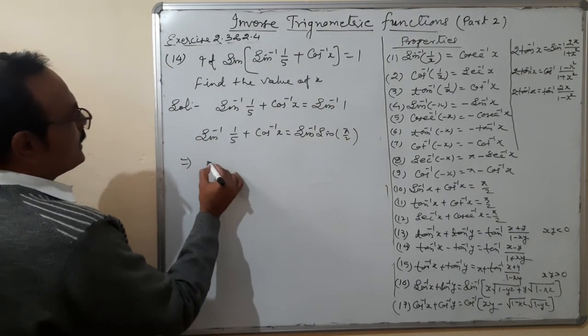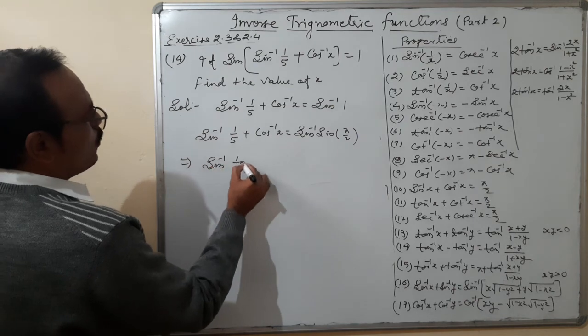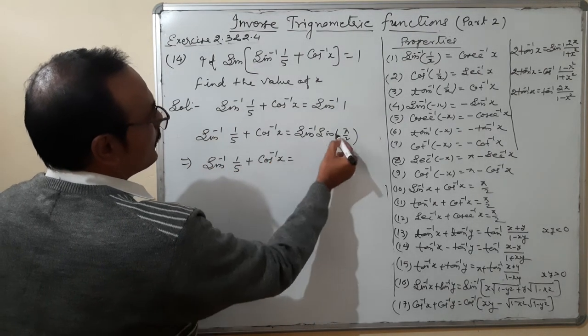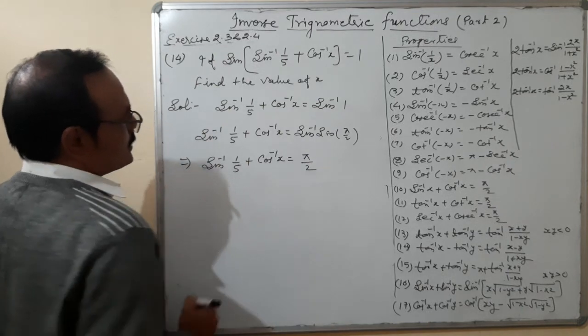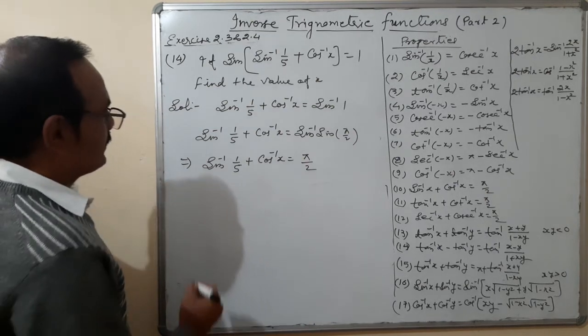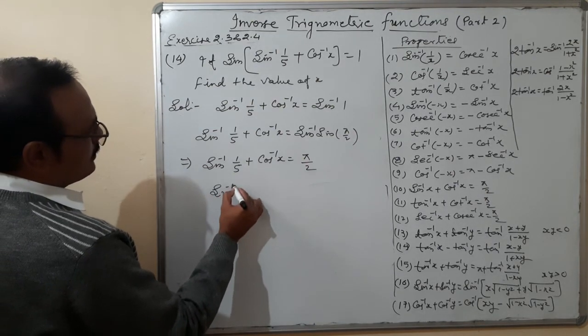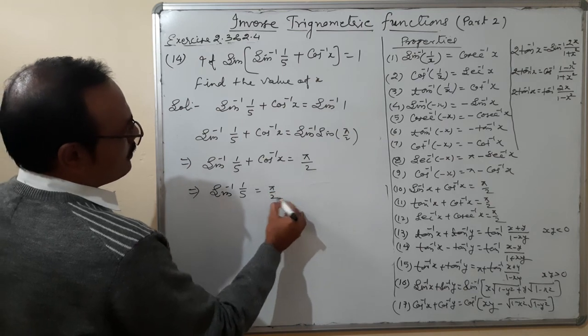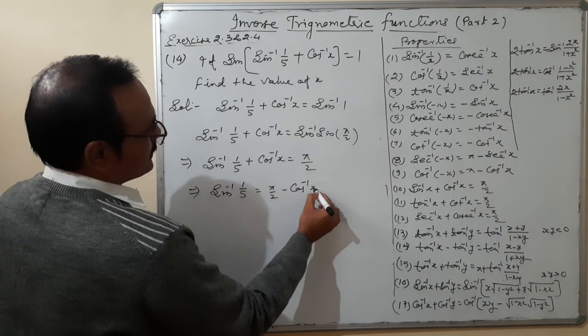So sin inverse 1 upon 5 plus cos inverse x is equal to pi by 2. Since we are finding the value of x, cos inverse x will be shifted here: sin inverse 1 upon 5 is equal to pi by 2 minus cos inverse x.